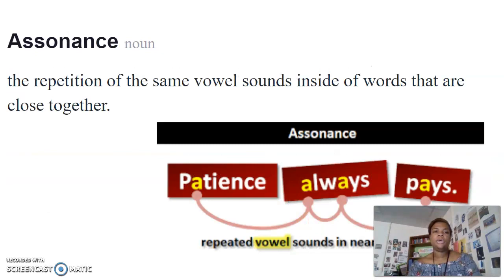Assonance. The repetition of the same vowel sound inside of words that are close together. Patience always pays. So it repeats the vowel sound in nearby words.